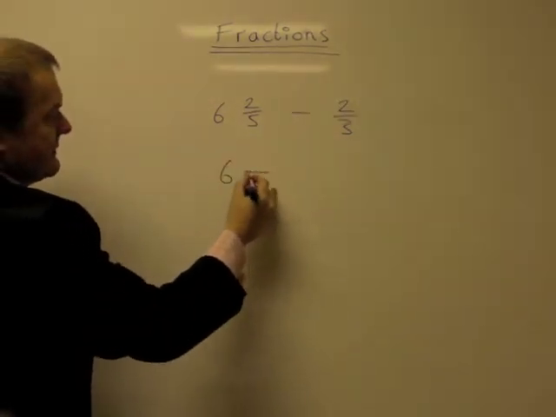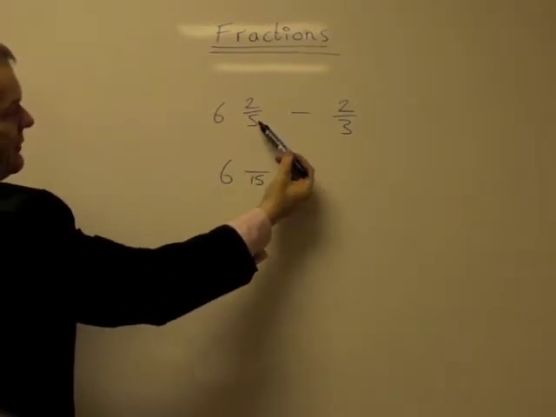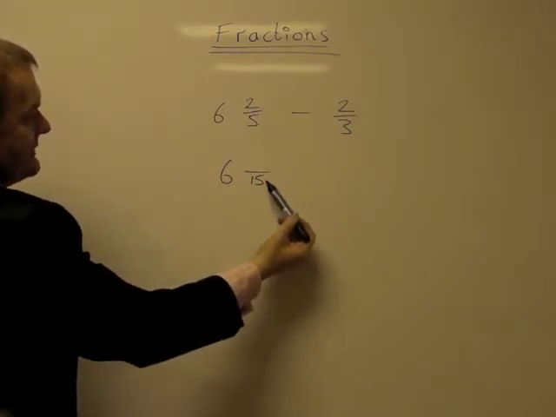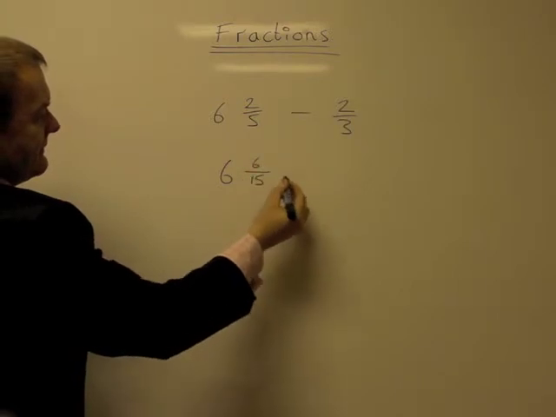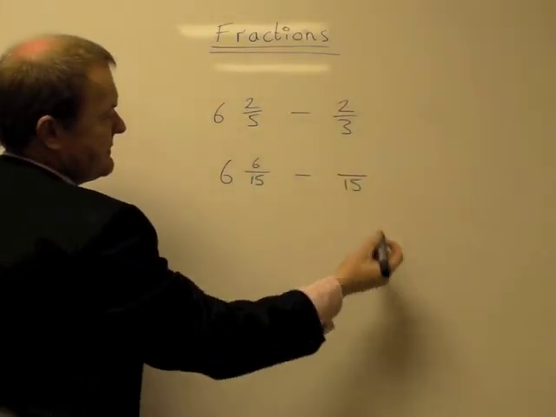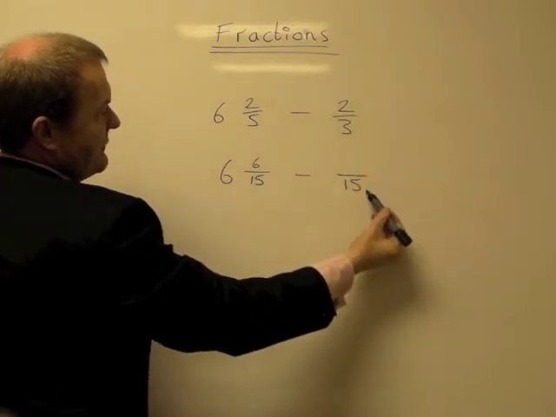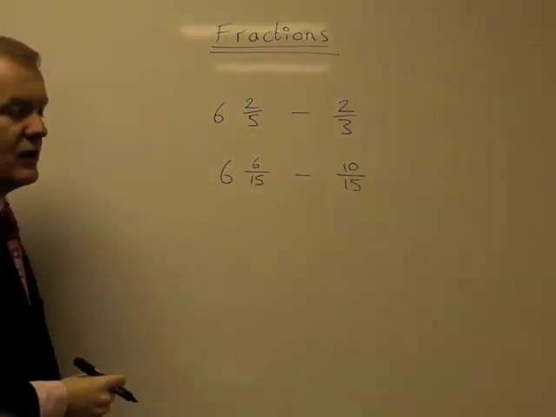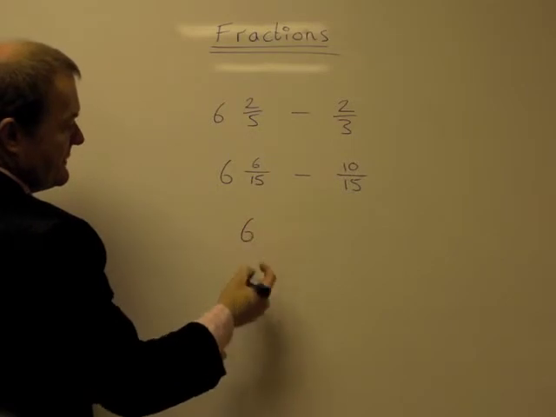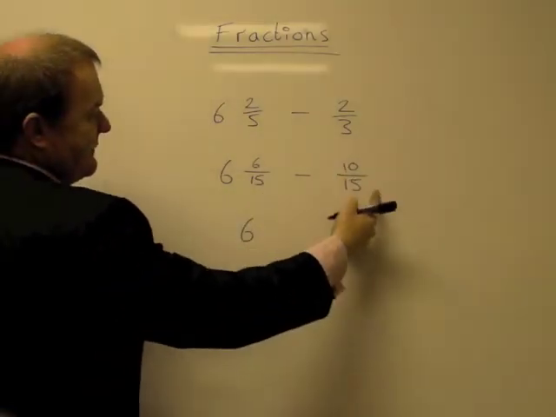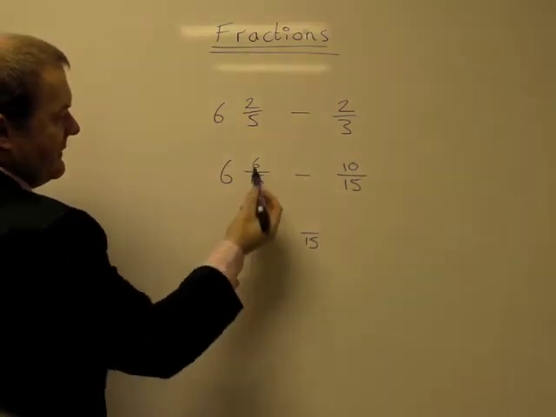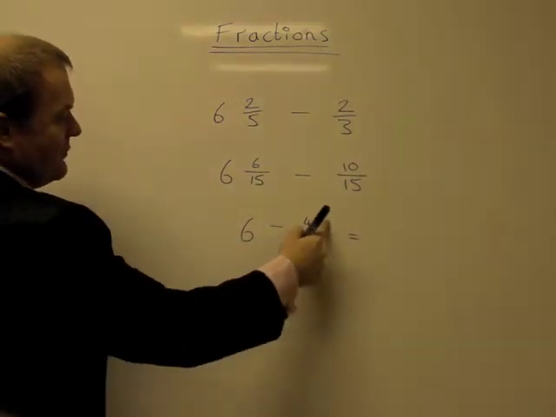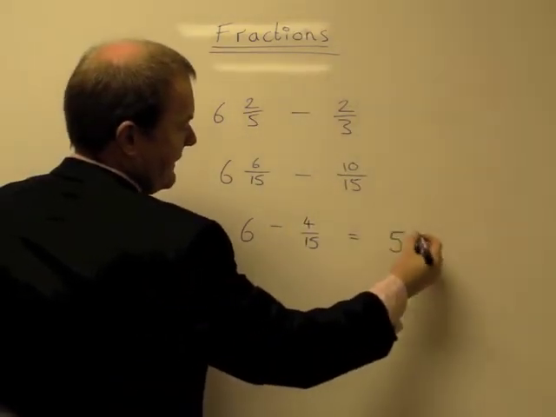So this is 6. How many 15ths is this going to be? So 5's into 15, I'm going to have to times that by 3, scaling it up by a factor of 3. 5 times 3 is 15. 2 times 3 is 6. Take away. I'm going to move these into 15ths as well. 3 times 5 is 15. So 2 times 5 is 10. So now I've got them into the same denominator, I can now do my sum. 6 and 6/15 take 10/15. I'm working in 15ths. 6 take away 10 is negative 4. So then I end up with 6 take 4/15 is 5 and 11/15.